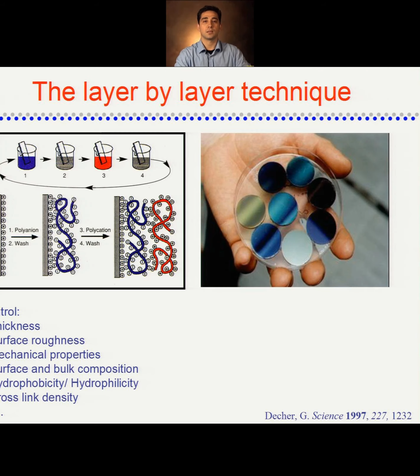But in the early 90s, Decher introduced the layer-by-layer technique, which consists of sequentially depositing the oppositely charged polymers onto a charged substrate. This technique transformed polyelectrolyte complexes into polyelectrolyte multilayers and gave us control over a big number of properties. Some of the properties we can control are the thickness, the surface roughness, the chemical composition of the material, hydrophobicity and hydrophilicity, and many others.